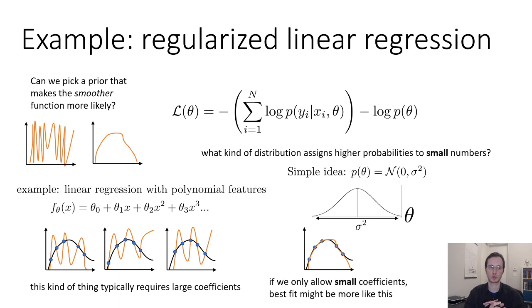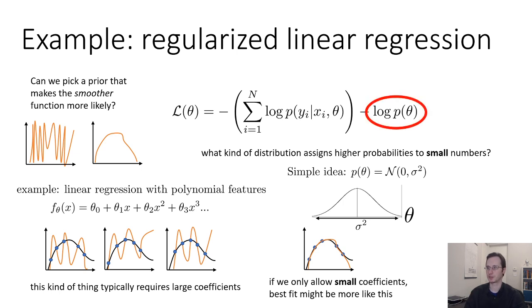Okay, so that's a simple choice for a prior. We can select p of theta to be just a normal distribution with a mean of 0 and a variance of our choice. The lower we choose the variance to be, the harsher this prior will penalize functions with big spikes.